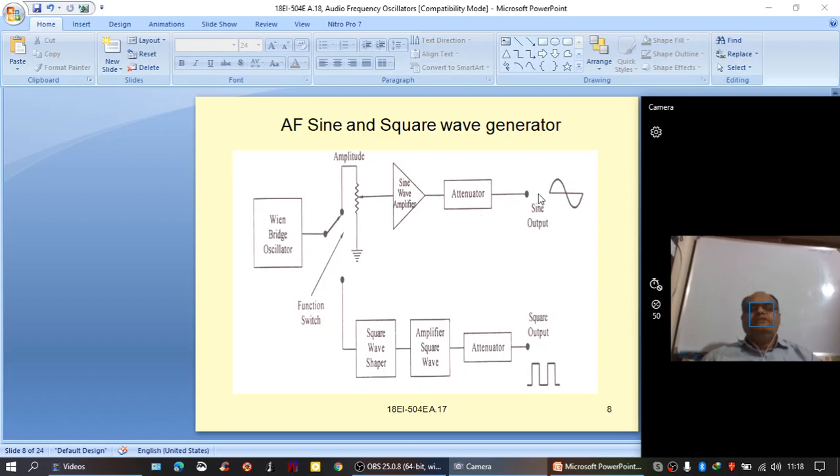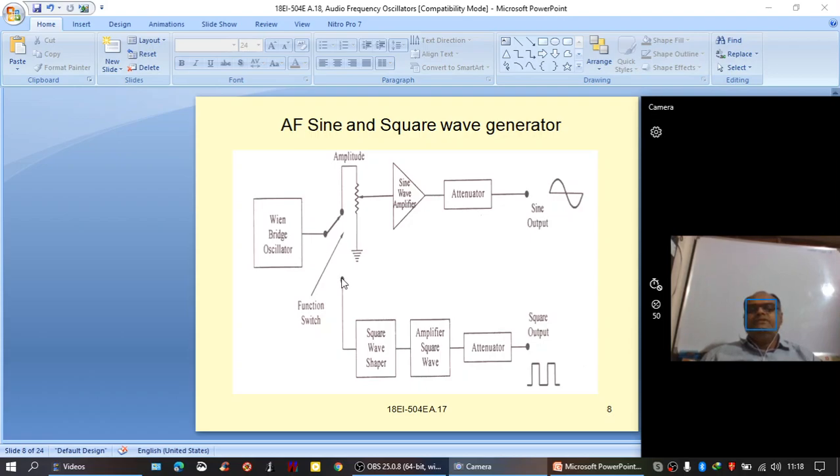At the output of the attenuator, we get a sinusoidal signal with variable frequency and variable amplitude. The variation in frequency is obtained by using a variable capacitor in the Wien bridge circuit, and by adjusting the value of that variable capacitor, we can get variation in frequency of the sine output.